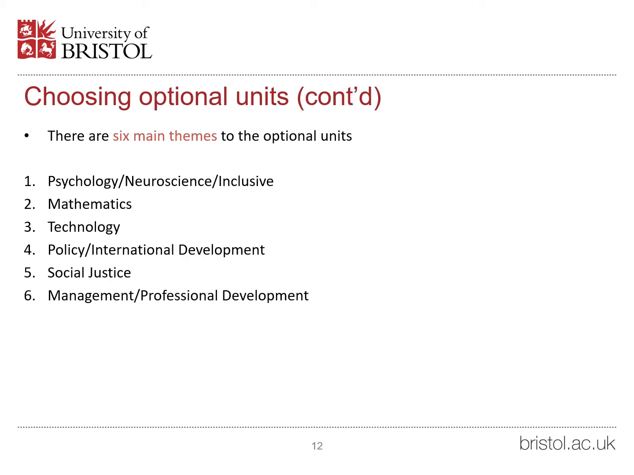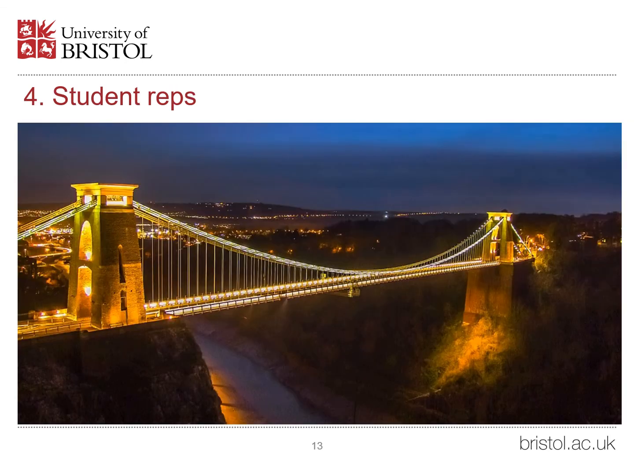If you look at our catalogue, you will see that there are 6 main themes to the optional units. The first one are units around psychology, neuroscience, and inclusive education. The second are units about mathematics education. The third about technology and education. The fourth, policy and international development. The fifth, about social justice. And the sixth, about management and professional development. So really try to think about what you want to get out of this master's and try to select academically coherent units. I will finish this presentation by talking to you a bit about the role of the student representative.